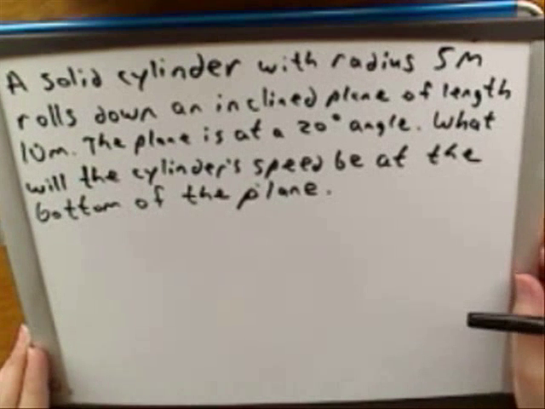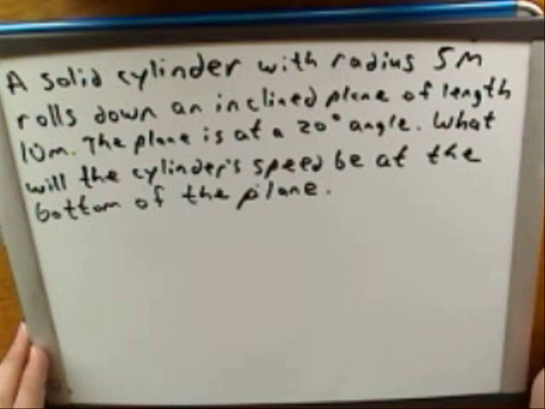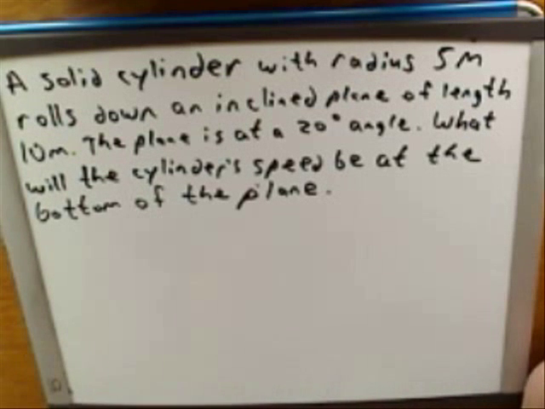Okay, yeah, a solid cylinder with radius 5 meters rolls down an inclined plane of length 10 meters. The plane is at a 20-degree angle. What will the cylinder's speed be at the bottom of the plane? Go ahead and tell me when you got that copied. I have it copied. All right, very good.